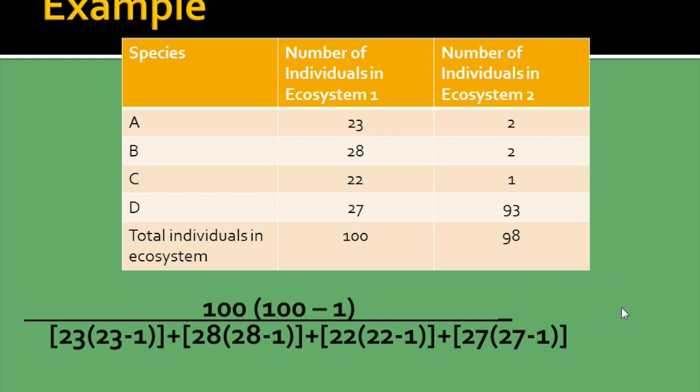So if I use Simpson's Diversity Index, so ecosystem 1, the total number of individuals that I have is 100. And then you're going to have the sum of n times n minus 1 for each species. So species A is 23 times 23 minus 1 plus 28 times 28 minus 1, and so on until you've included each species. So if I calculate ecosystem 1, the diversity number that I get is 4.08. There are no units because it's just giving you a number to compare. So try and see if you can find what the diversity of ecosystem 2 would be using this same formula.